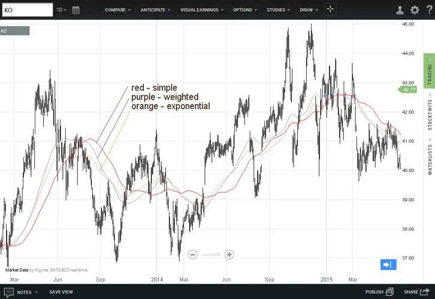Here's the same chart with the same 100-day simple moving average in red, and a 100-day weighted average and exponential average in the colors as shown.